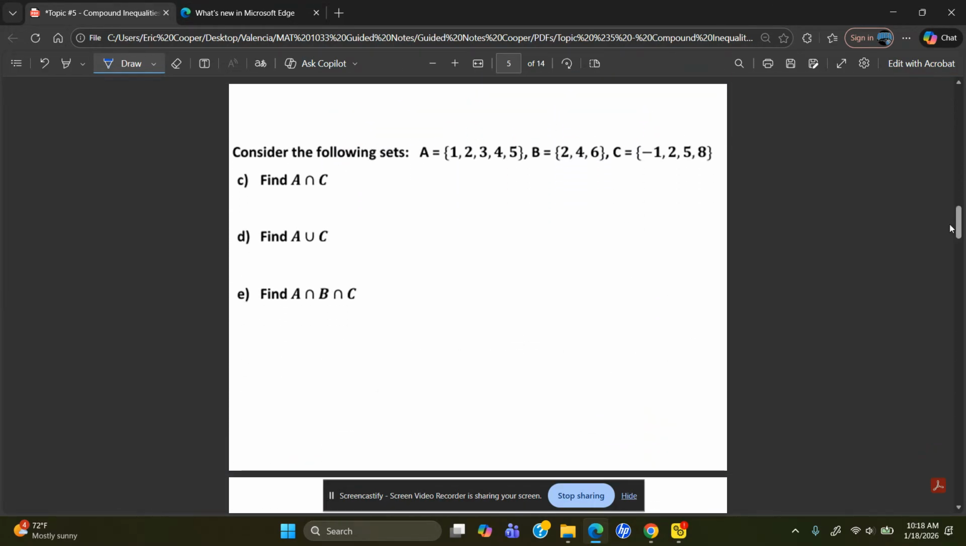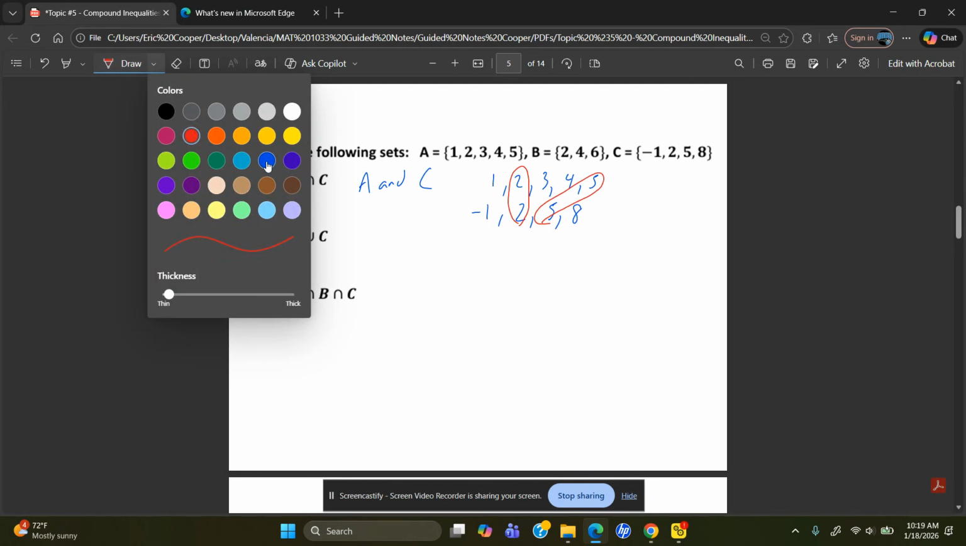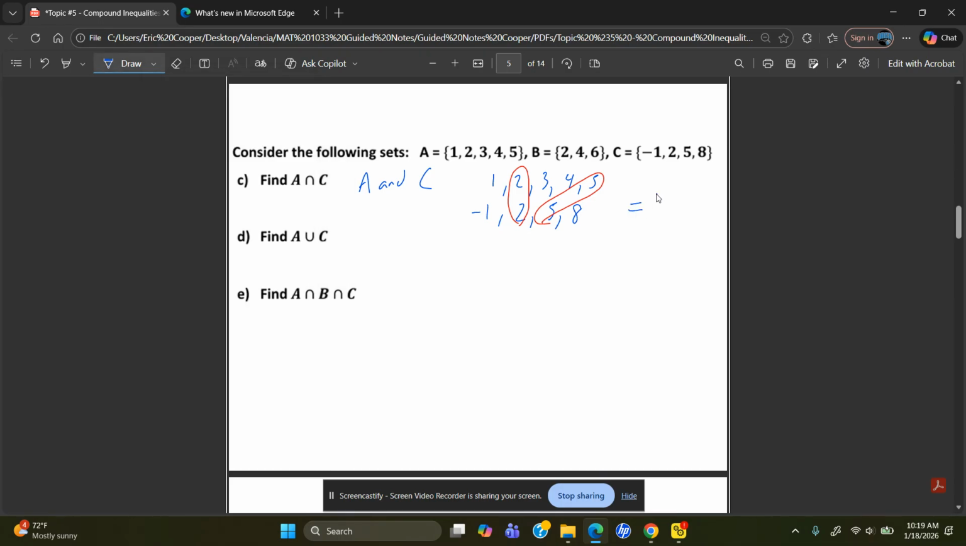We continue with the same data sets. Now I want to find A and C. So again, I'm going to look at A and C, and I'm going to see what they have in common. I look at the data sets. I don't see a -1 in both of them. I do see a 2 in both of them, so they have that in common. I see a 5 in both data sets, and I do not see an 8. So the only things that they have in common are 2 and 5.